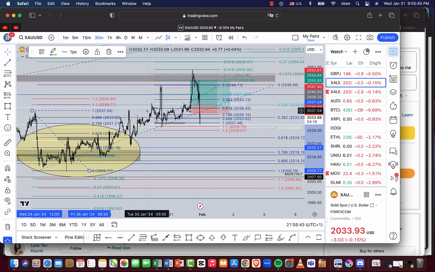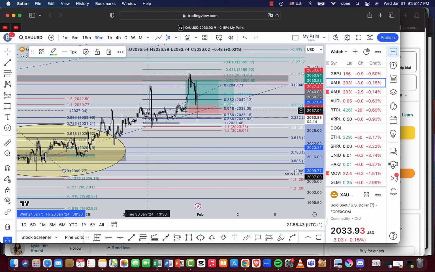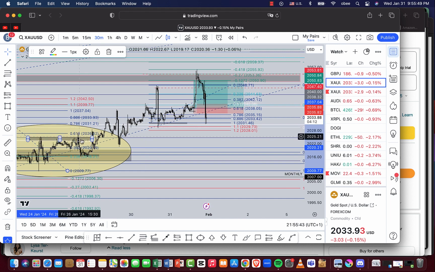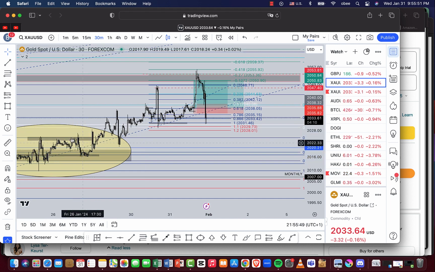Okay, so anyway, what do we have here? Price goes up, it comes down. It goes up, it comes down. It goes up here, comes down, comes up here, comes down. It tested this area, went ahead and then made this high.